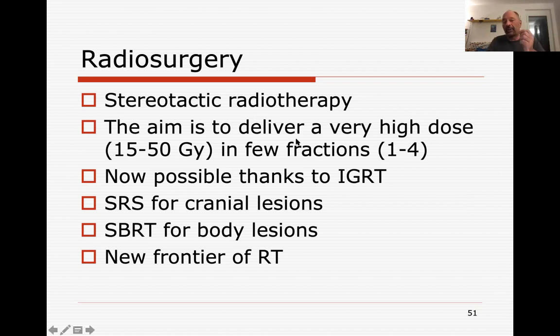And there are 2 types of radiosurgery. One is called SRS and one is called SBRT. SRS is stereotactic radiosurgery, which is used for cranial lesions. SBRT is stereotactic body radiation therapy, which is used for body lesions.